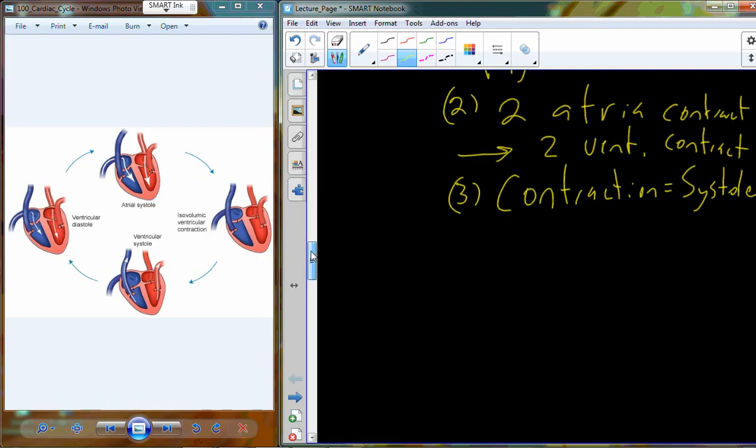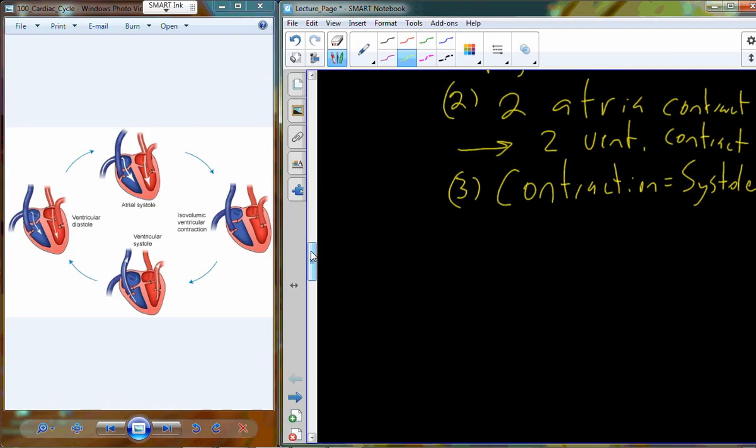So you notice that systole is contraction. If you go just down here to the bottom, you'll see that we actually have this thing called ventricular systole. So there's actually two different types of systole, atrial systole and ventricular systole.